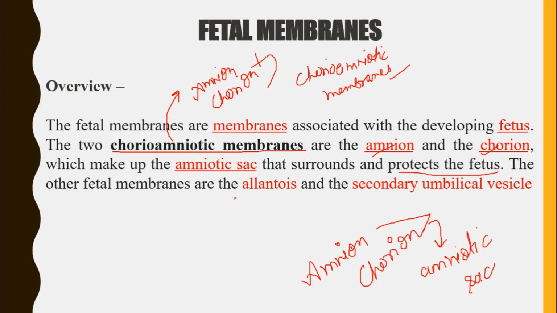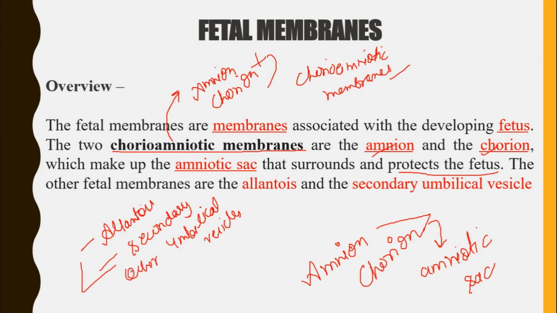The other fetal membranes are allantois and secondary umbilical vessels. Allantois and secondary umbilical vessels are the other fetal membranes. But the main ones are amnion and chorion. These are the others, but the main ones are amnion and chorion.